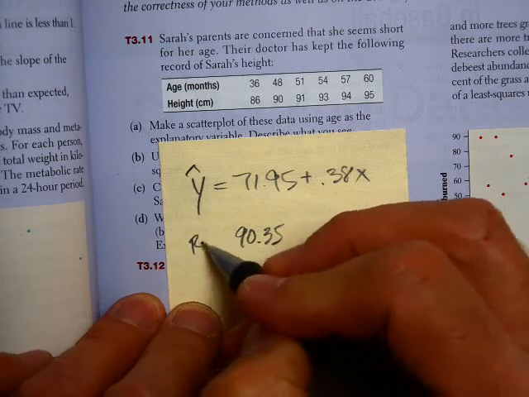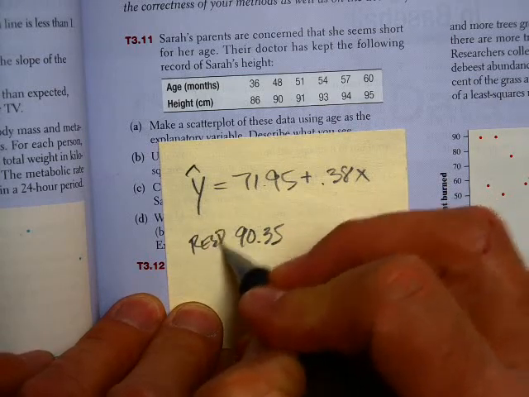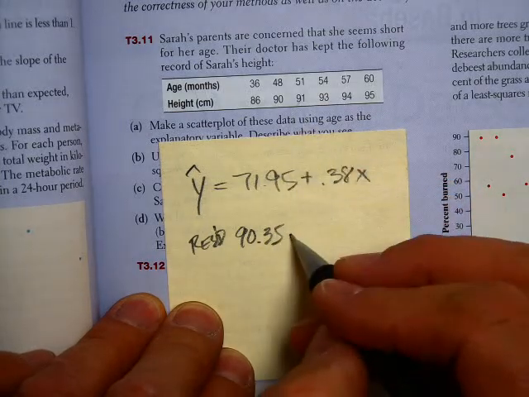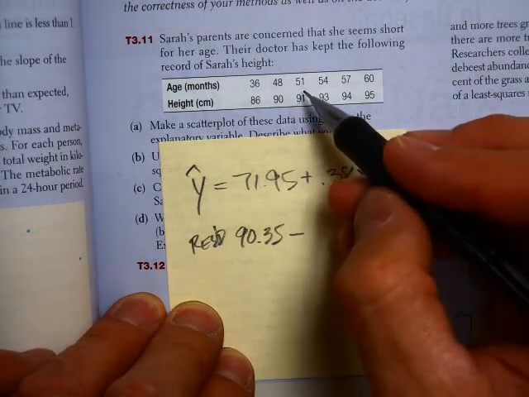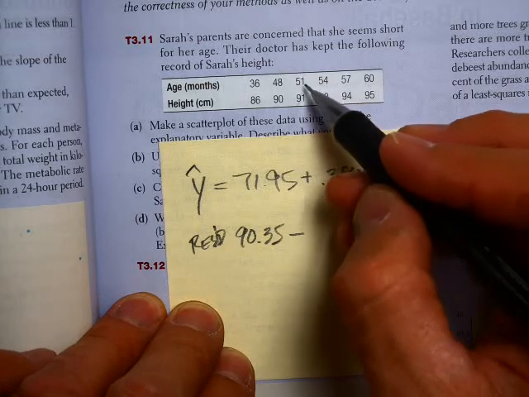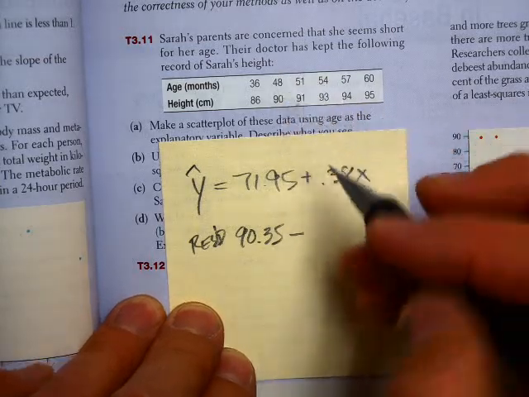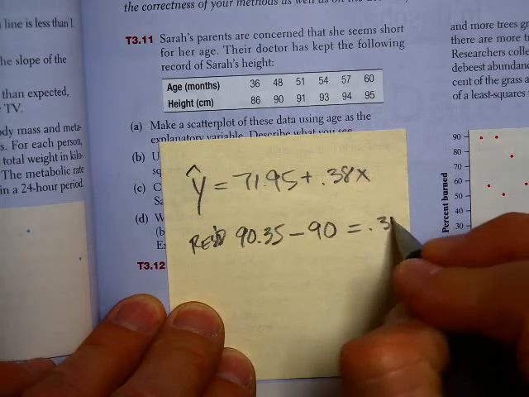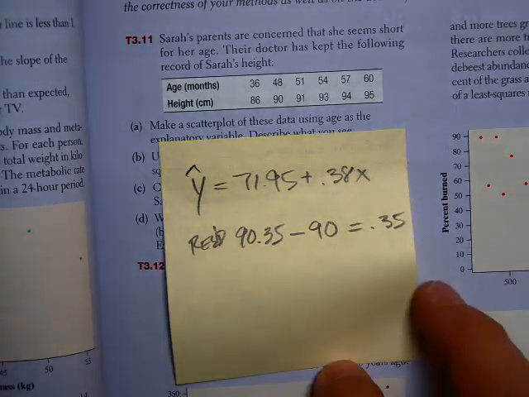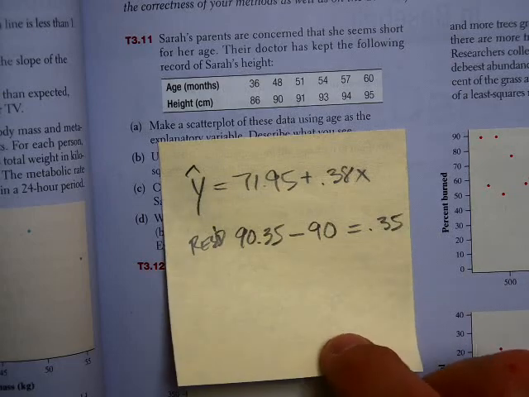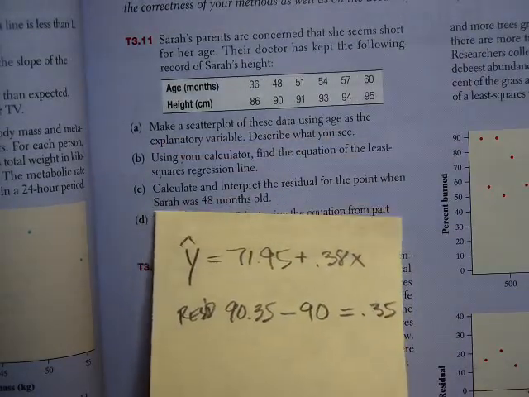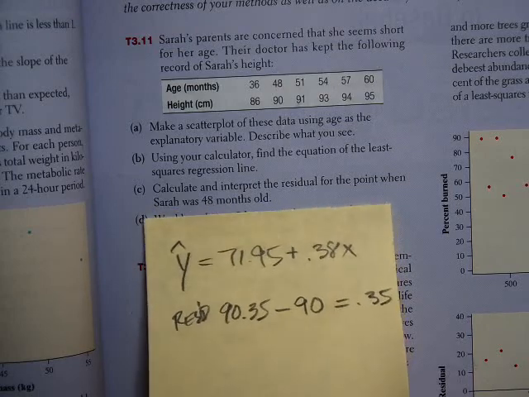So our residual is going to be 90.35, the calculated, minus the y hat value, which is 90 right here, which equals 0.35. There's my residual. So it's pretty close. That goes in line with my y hat, my regression being strong.